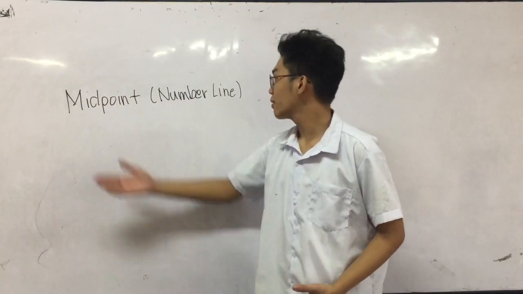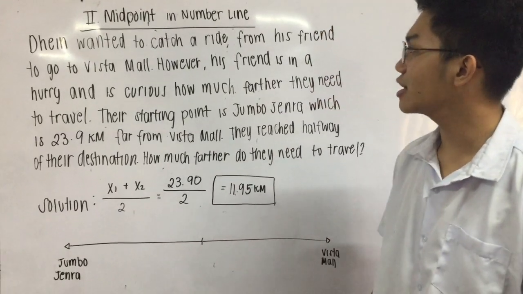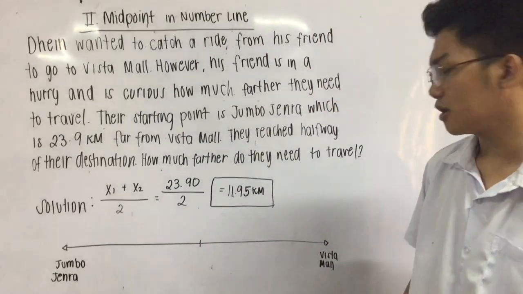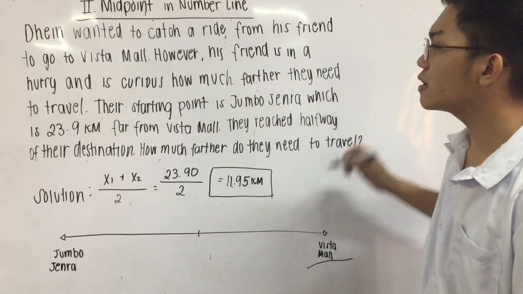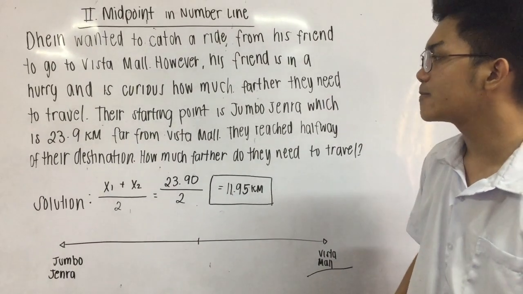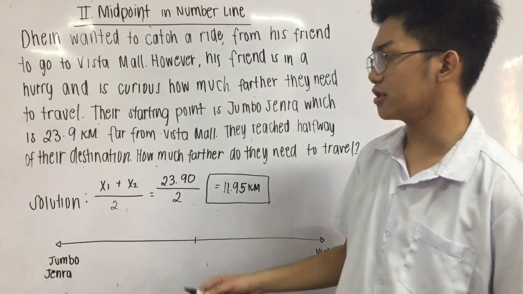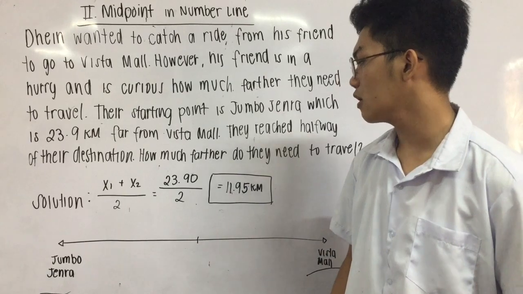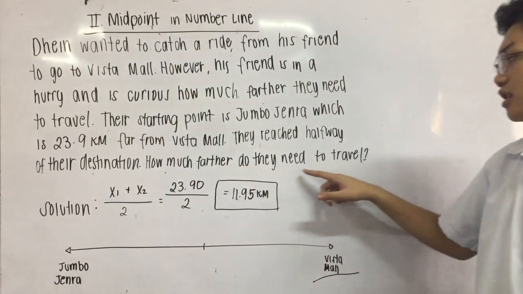Wow! New lesson! Midpoint number line. Here's an example. Dane wanted to catch a ride from his friend to go to Vistamon. However, his friend is in a hurry and is curious how much farther they need to travel. Their starting point is Jumbo Jeddah, which is 23.9 kilometers far from Vistamon. They reached halfway of their destination. How much farther do they need to travel?